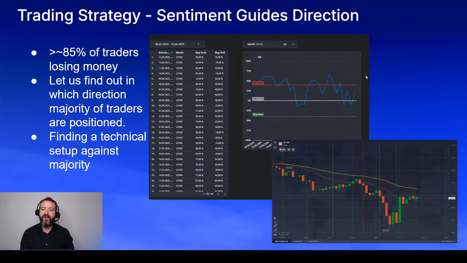But what it clarifies for us, and this is maybe the most important thing about it, it clarifies direction. So when we are seeing that the majority, let me say 50, 60, 70, 80% are buying or selling, then for the trader the direction is pretty clear: you would like to find trades that are going against the majority of the people, because you know that the majority of the traders are losing money. So we are making use of this knowledge. And then we are finding a technical setup.